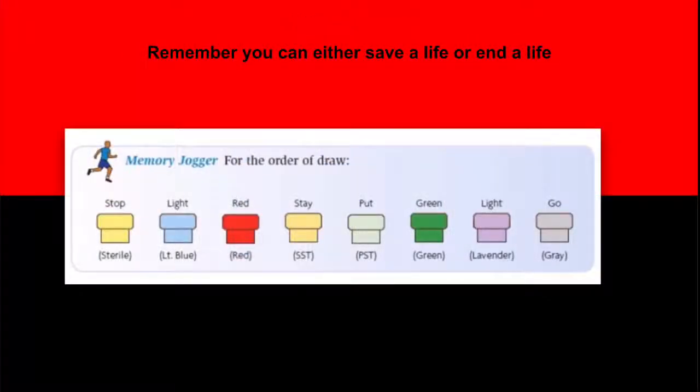Okay, now we have gone over the order of draw and the different vacutainers that are commonly used in industry. If you ever wonder which tubes go first, just remember, stop light red, stay put. Green light go.